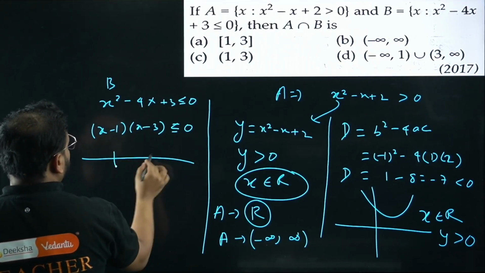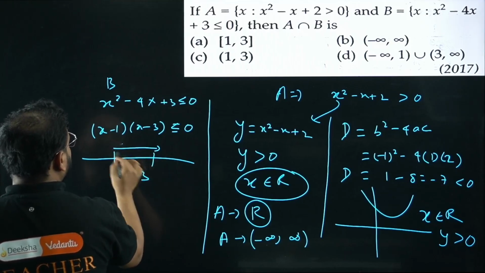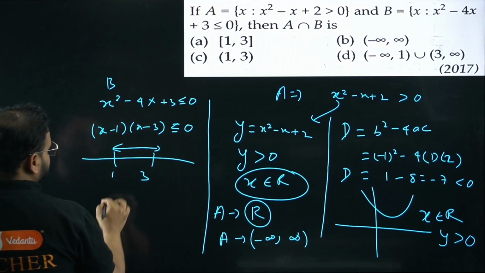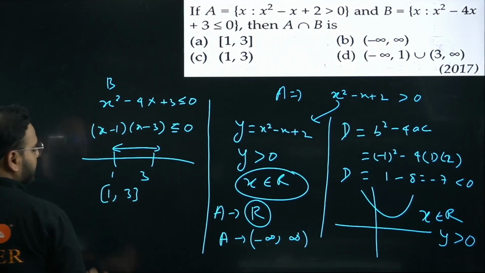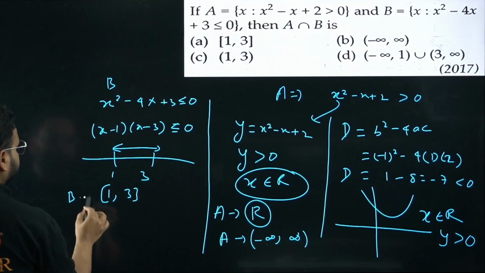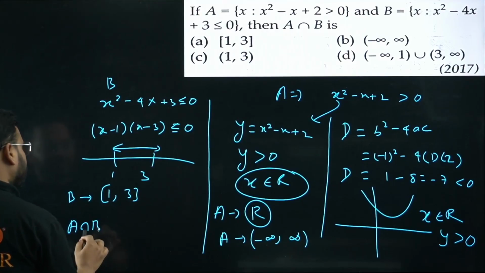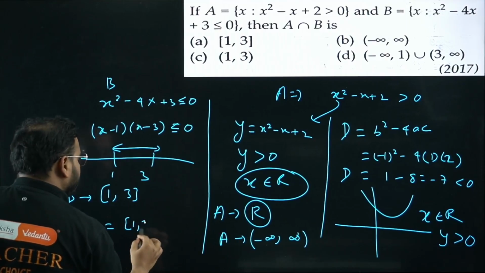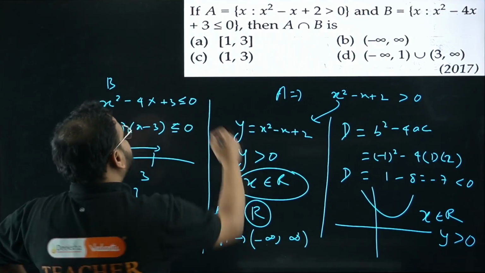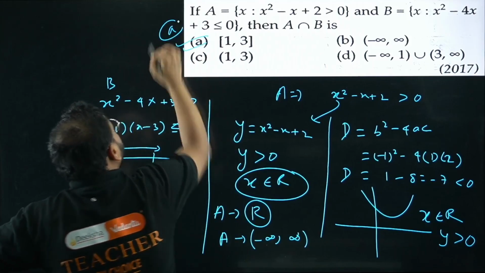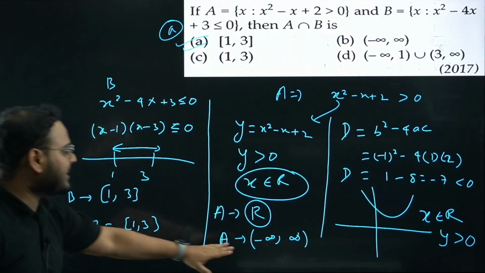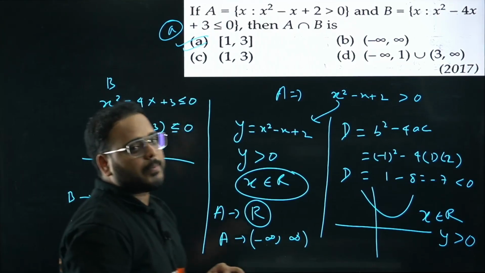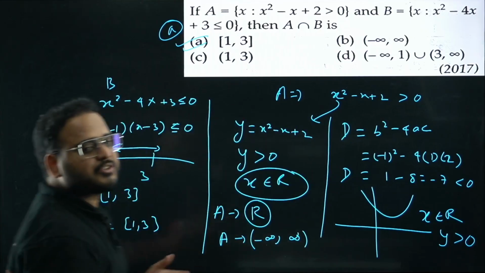The number line will give me 1, 2, 3, and this will be your answer. Please check, both inclusive because of the less than or equal to sign. So I get over here the answer as 1 to 3. This is your set B. I'm looking for the intersection of A and B. A is all real and B is 1 to 3. The answer will be 1 to 3 only. Option A is correct. Set A is all real, set B is 1 to 3, hence the answer will be 1 to 3, option A is correct. Done. Let's move on to the next question.